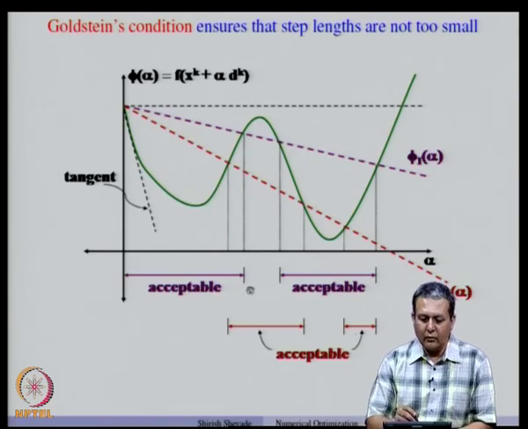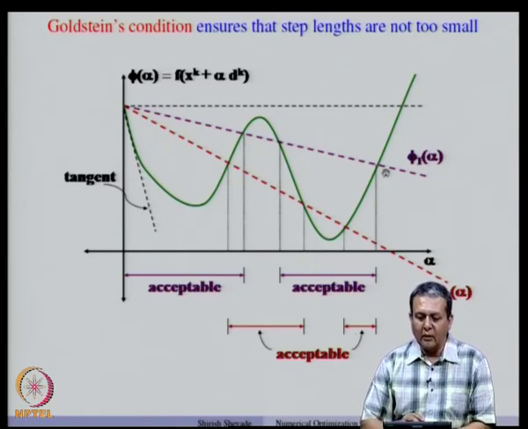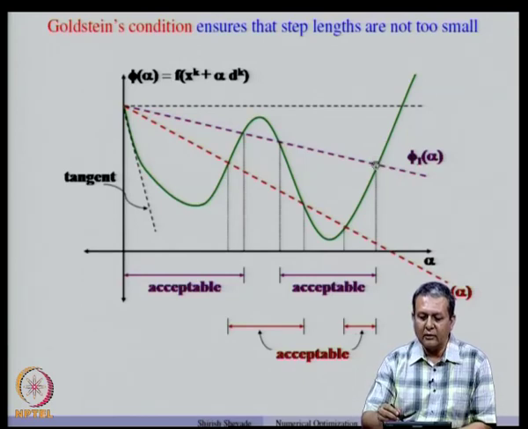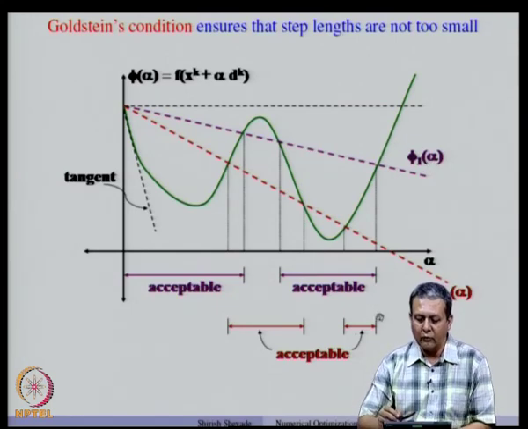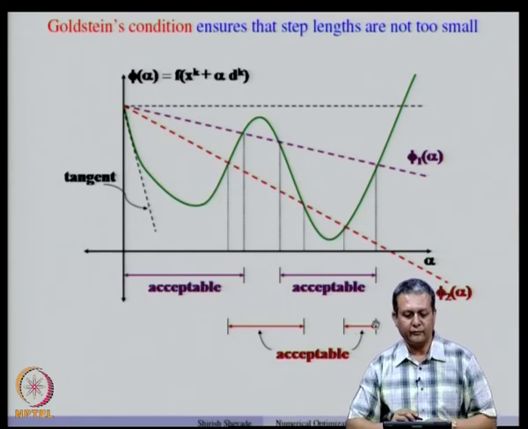So, according to Goldstein's condition, this part is acceptable and anything beyond this should be acceptable. But we are not interested in going beyond the case where the function is greater than phi 1 alpha. So, we clip the interval for alpha at this point.